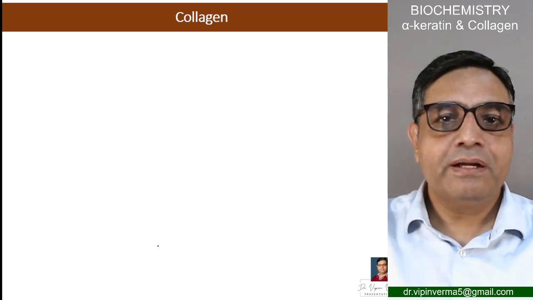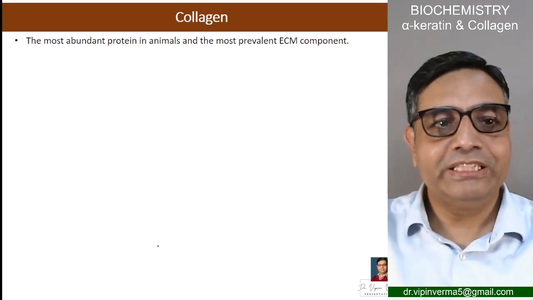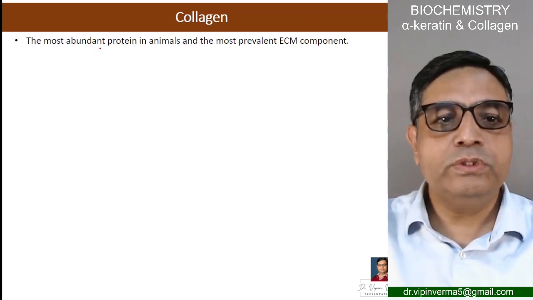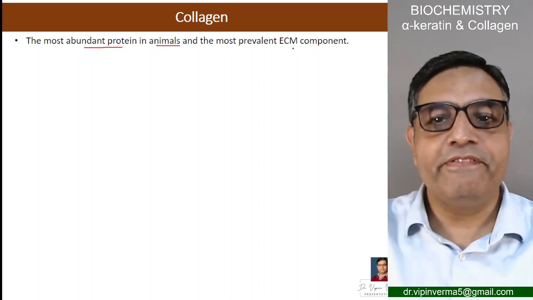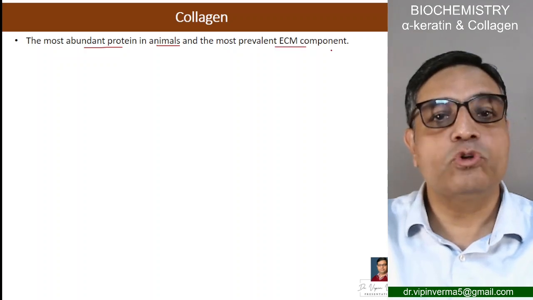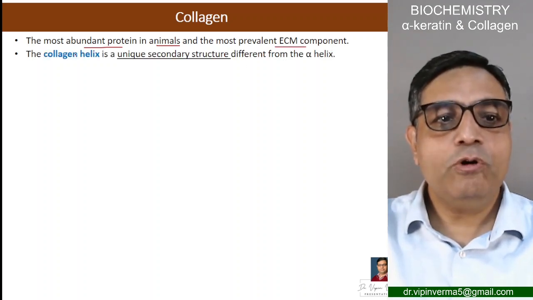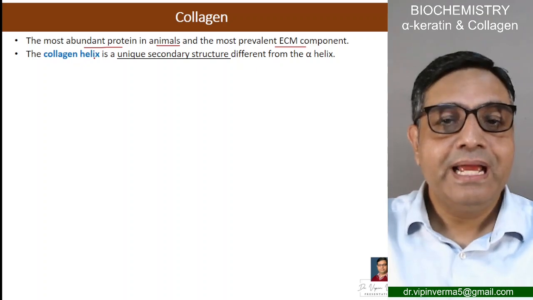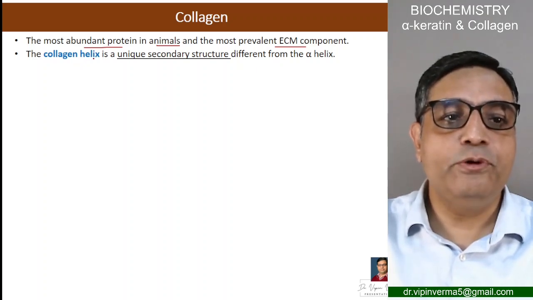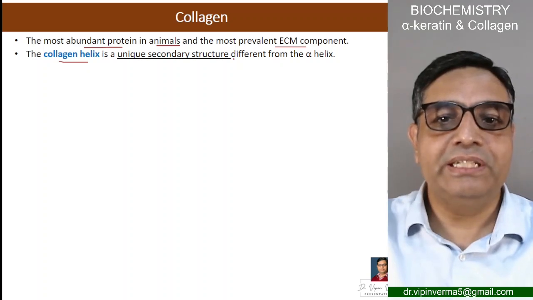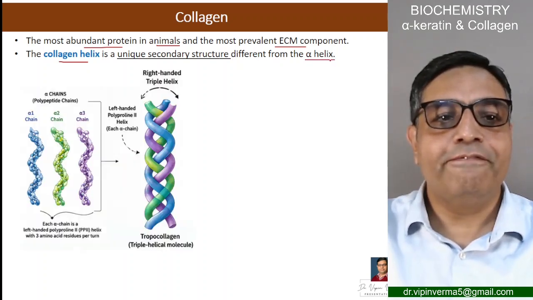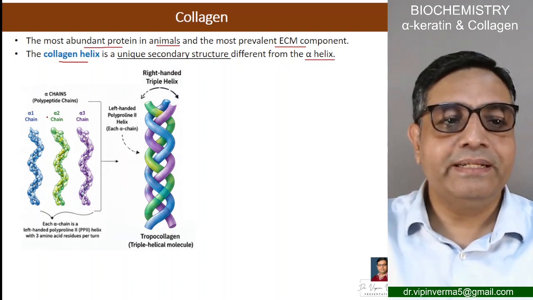Now we are coming to the second protein, which is collagen. Collagen is the most abundant protein in animals and the most prevalent extracellular matrix component. All right. Now it also has a particular helix, and this helix is specifically known as the collagen helix, which is a very unique secondary structure and is different from the alpha helix. So you can see here, this is the alpha chain. This is chain number 1, chain number 2 and chain number 3.